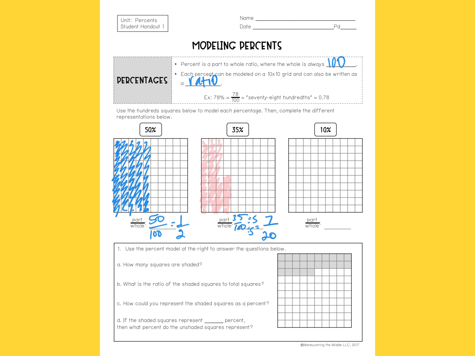For my next example, I want to shade 10%. So 10% of my cube here would be 10 out of 100, and 10 pieces out of 100 pieces. If I simplify that, I can divide them both by 10. 10 divided by 10 is 1. 100 divided by 10 is 10. So I will need to shade in 1/10. And I know that 1/10 is just one straight row.